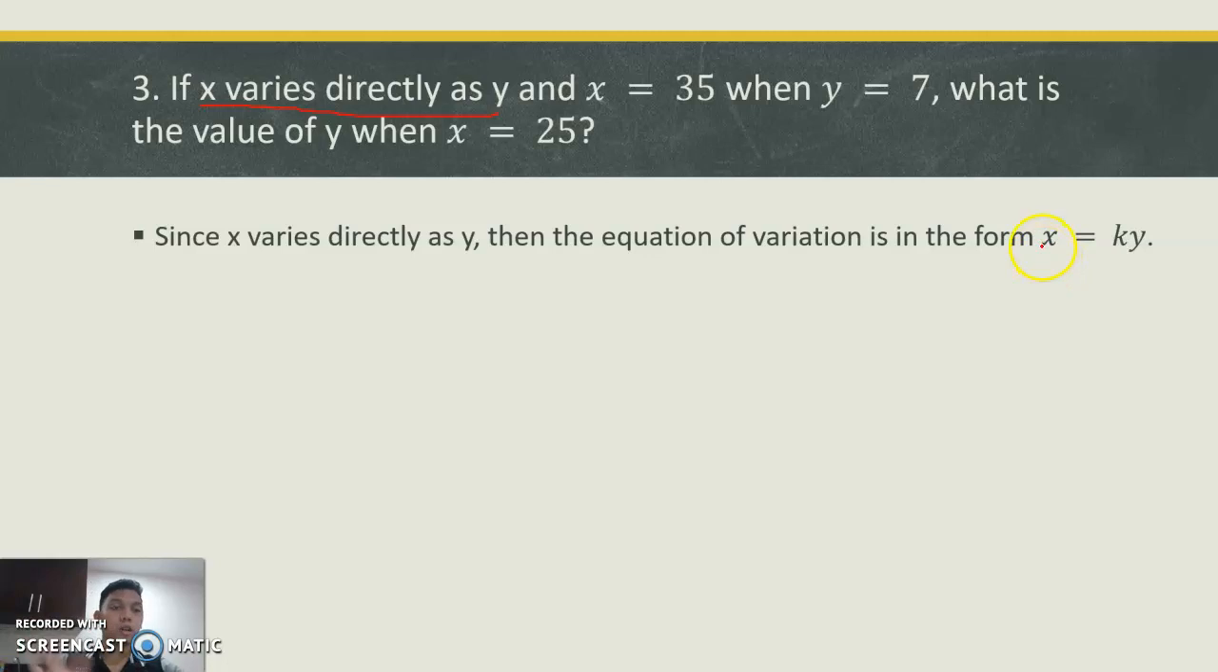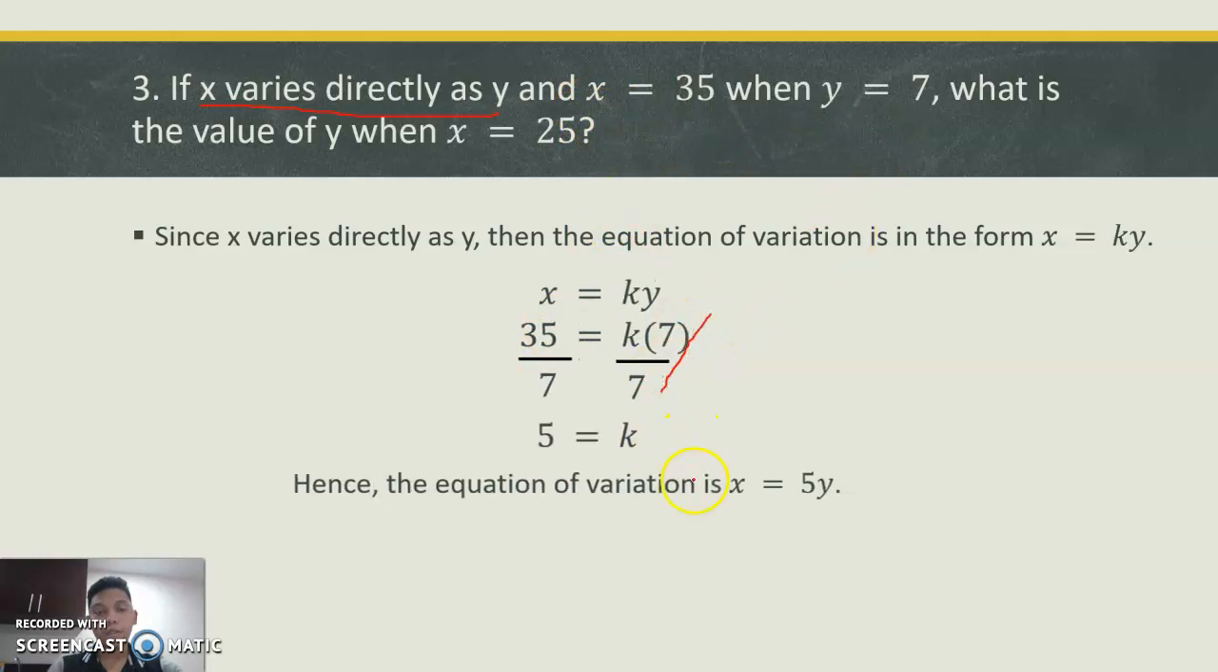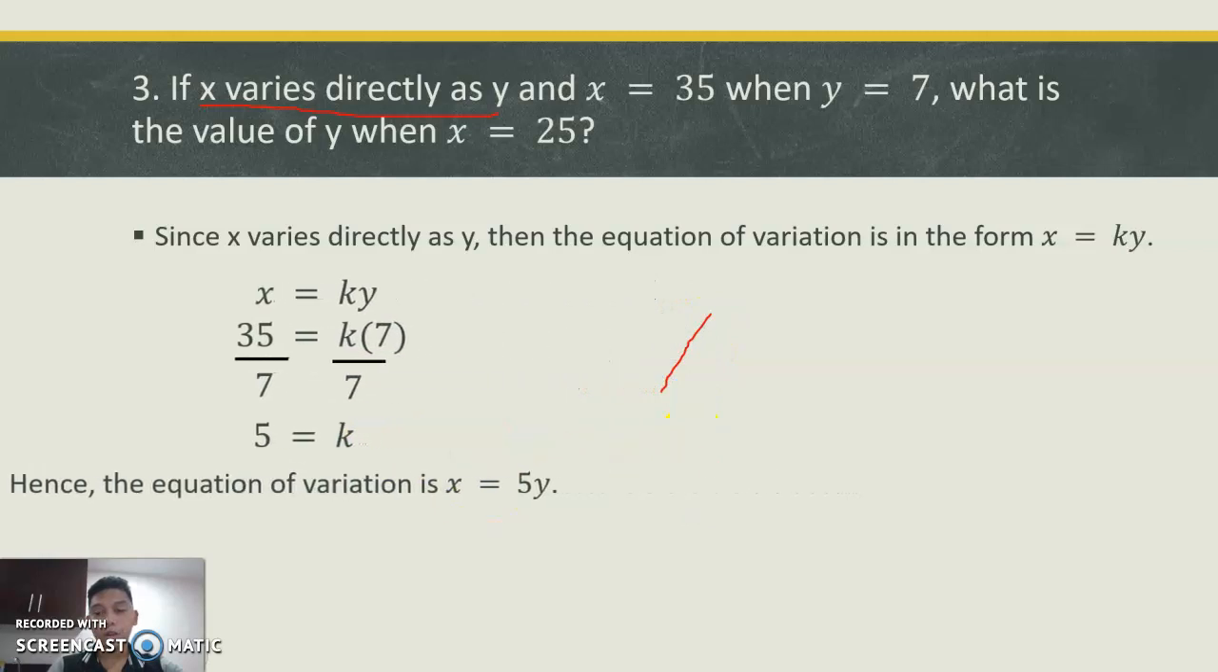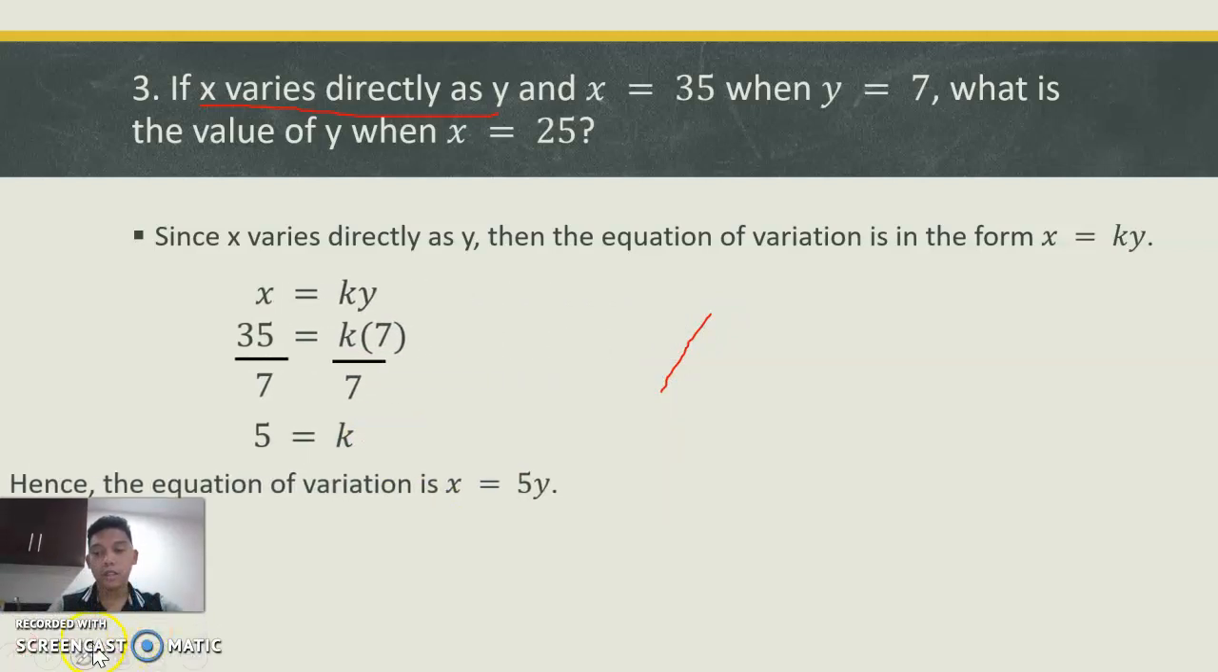Yeah, but still it's equal if you write it on the right side. As long as the constant and the second variable stated are together, they are together. Right now, for step 2, we replace the values, where x is 35 and y is 7. So there, we divide both sides by 7. And k is what? K is 5.